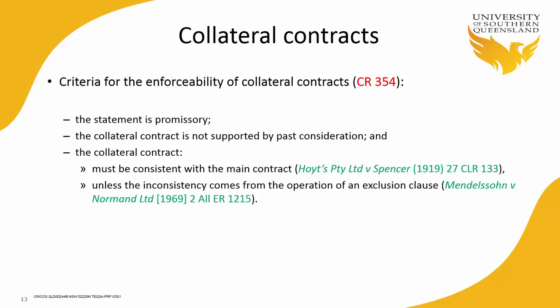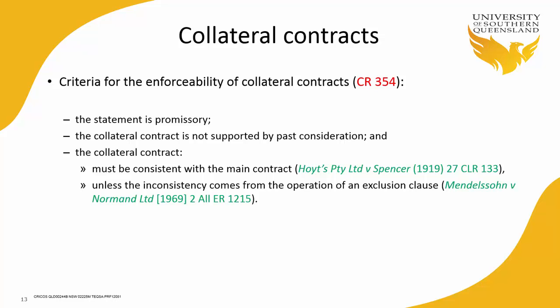So just like we did for contracts, generally a simple contract structure where we said that you have to look at existence and validity, for collateral contracts it's really reduced to this analytical structure on these two pages, 353 and 354. And it says, as far as validity is concerned, once a collateral contract is established, it is valid and enforceable only if the plaintiff can establish each of the following. Again, three elements. The statement relied on is promissory and not descriptive or representational, and the collateral contract is not supported by past consideration, and the collateral contract is consistent with the main contract. Okay.